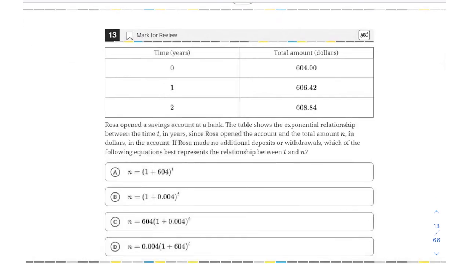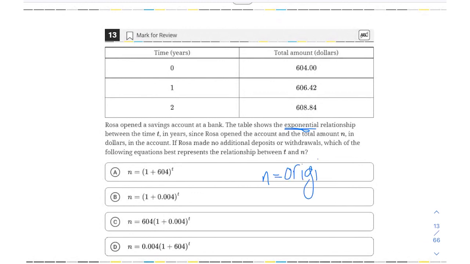So for this one, they give us this table, and it shows time in years and total amount in dollars. And it says Rosa opened a savings account at a bank. The table shows the exponential relationship between the time t in years since Rosa opened the account and the total amount n in dollars in the account. If Rosa made no additional deposits or withdrawals, which of the following equations best represents the relationship between t and n?